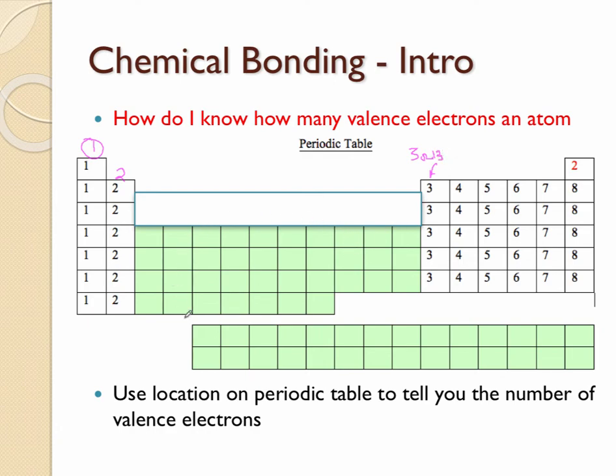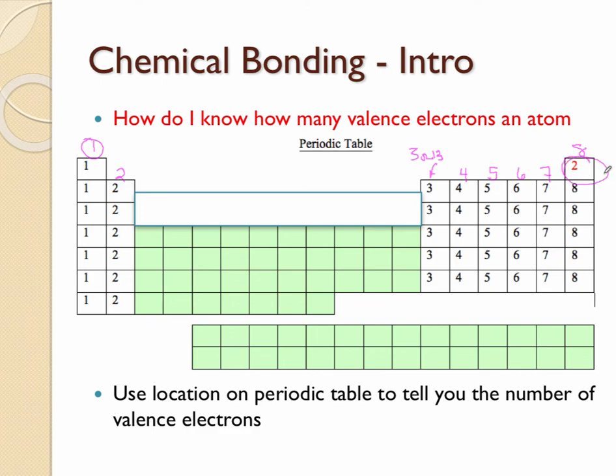Okay, we're not going to talk about these elements too much yet, because they don't quite follow the same rules as the elements do in the first two groups, and then in groups either 3 through 8 or 13 through 18. Okay, it just depends on the periodic table you use what group numbers these are. All right, but these group numbers do give us the number of valence electrons that those atoms have.